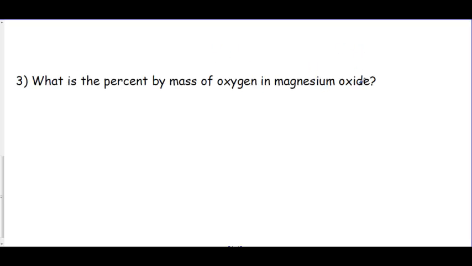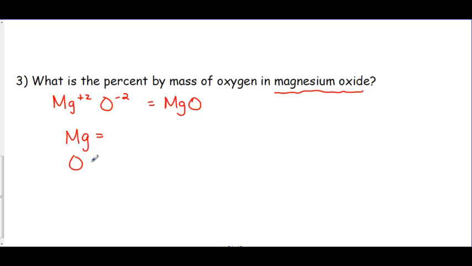So they give us the name, we have to write the formula. This is why we did this unit previously. Okay, magnesium has a +2, oxygen has a -2, so the formula is going to be MgO. Now we have to get the atomic mass of magnesium and the atomic mass of oxygen, because there's only 1 of each. So this is going to be a little easier. Magnesium is 24.305. Oxygen, again, is 15.9994. And we're going to add these up.